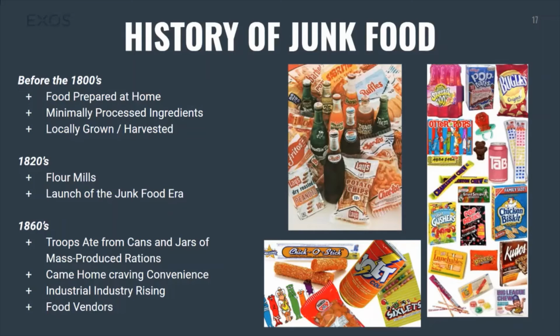During the American Civil War in the 1860s, the troops grew accustomed to eating from cans and jars of mass-produced rations. And so when they came home, they kind of wanted that same convenience and similar taste. And the industrial factory drew people away from farms and into the city. So then there were food vendors parking their carts outside of the factory gates, offering the first kind of fast foods to all of the hungry workers as well.